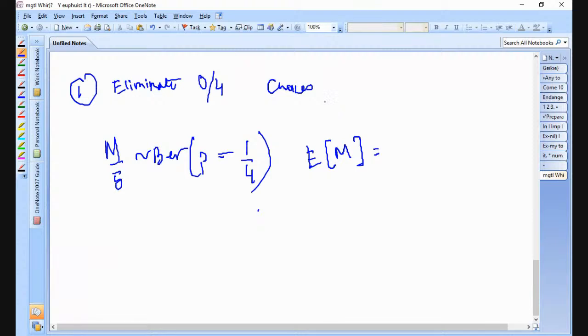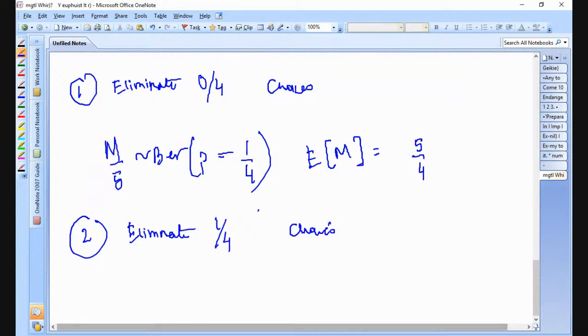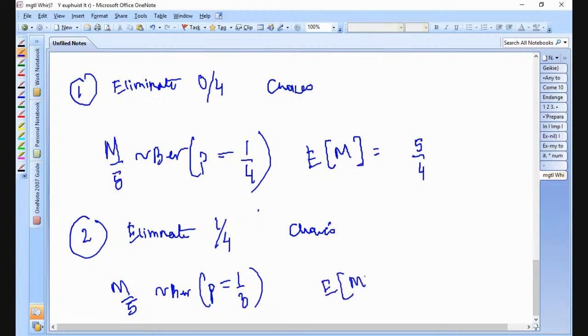So let's do it for N equal to 1, because it will be just proportional. Here the expected value is P, so it will be 5 by 4. Now for 2, we eliminate 1 out of 4 choices. M by 5, so we have eliminated, that means we know that one option is incorrect. Therefore, the probability of success is 1 by 3, one option out of the other 3 options is correct. So the expected value of M is therefore 5 by 3.